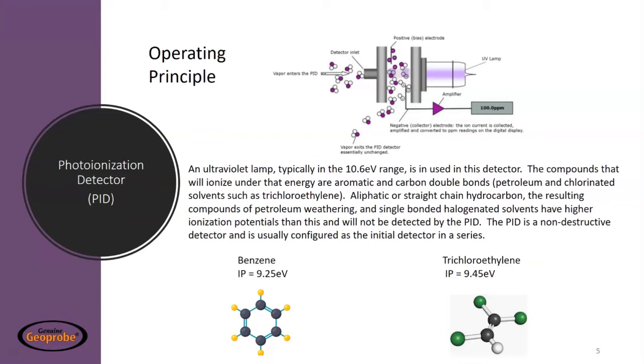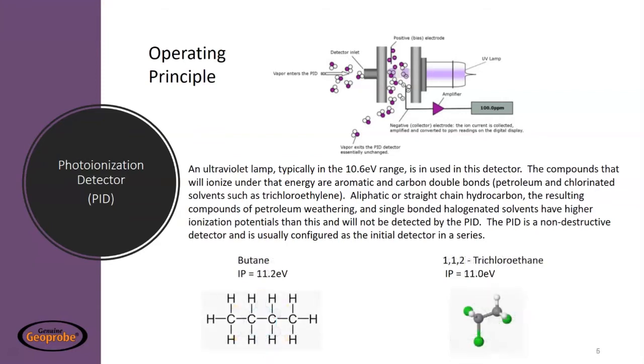Analytes that are commonly detected by the PID are aromatic hydrocarbons and certain chlorinated solvents, displayed here by benzene and TCE. Both of these compounds contain carbon double bonds and have an IP that is below that of the lamp excitation energy. Hydrocarbons and chlorinated solvents without carbon double bonds typically have higher IPs and cannot be detected by the PID. Example compounds are butane and 1,1,2-TCA.